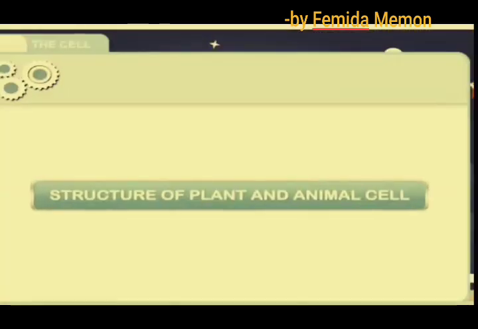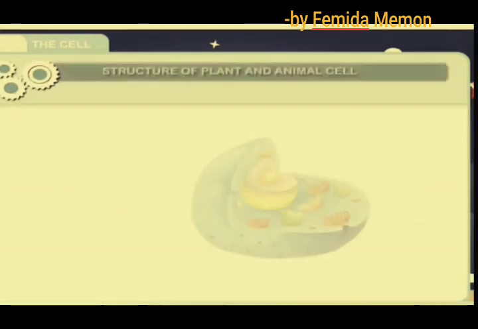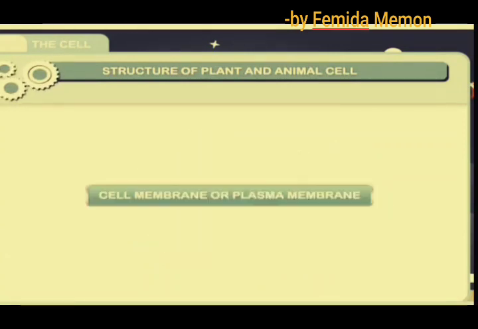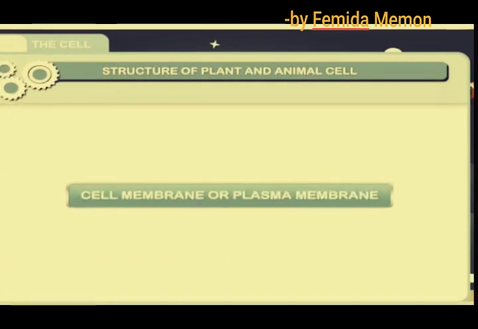Structure of plant and animal cell. The activities of life processes take place in the cells. A typical cell consists of these parts: 1. Cell membrane, 2. Cytoplasm, 3. Nucleus.